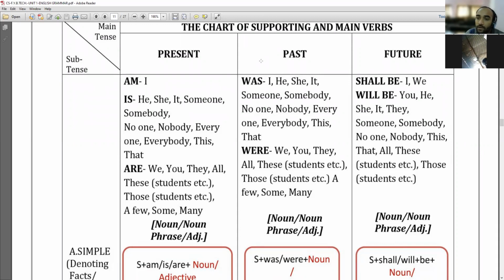I, we, I, he, she, it. Okay. Someone, somebody, everyone, everybody. Okay. These are the singular pronouns and singular nouns, and for them we use was. And were is used for we, you, they. Okay. All, these, and those. Some, many. Okay. So this is the use of was and were.